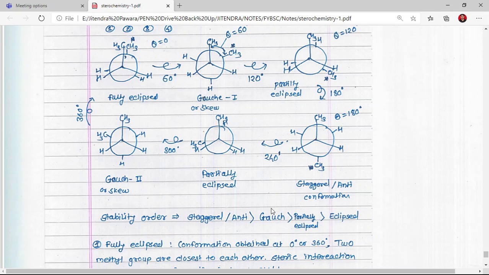Gauche is more stable than partially eclipsed, but less stable than staggered conformation. Partially eclipsed conformation is more stable than eclipsed conformation, and less stable than gauche conformation.